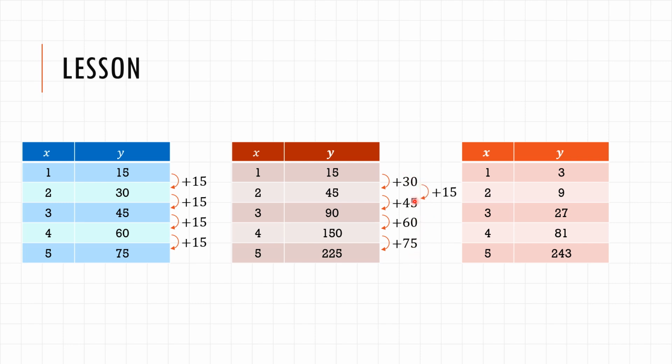To get from 30 to 45 is plus 15. From 45 to 60 is plus 15 again. From 60 to 75 is also plus 15.